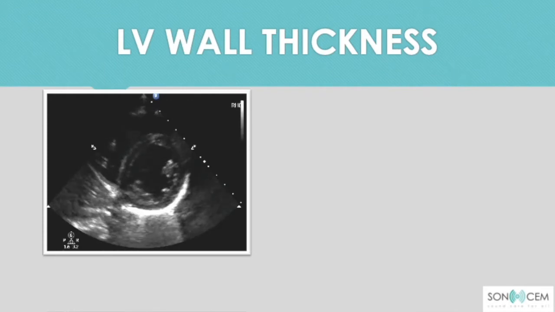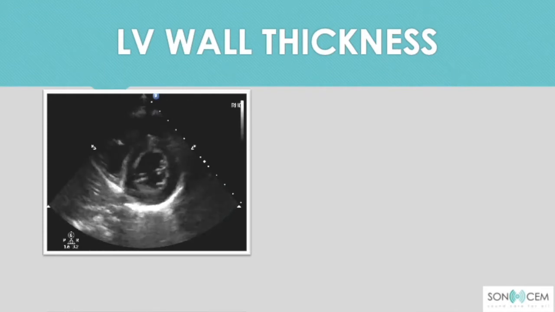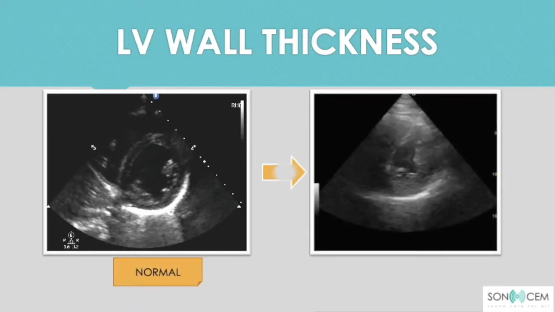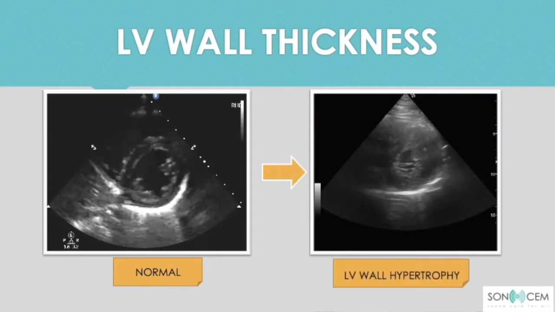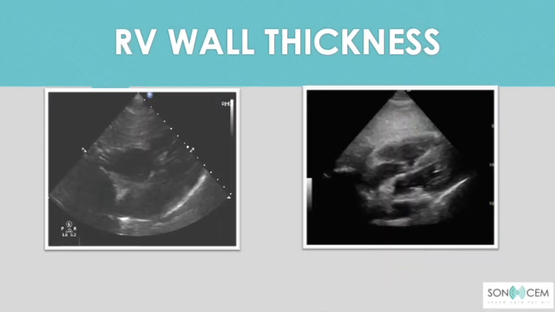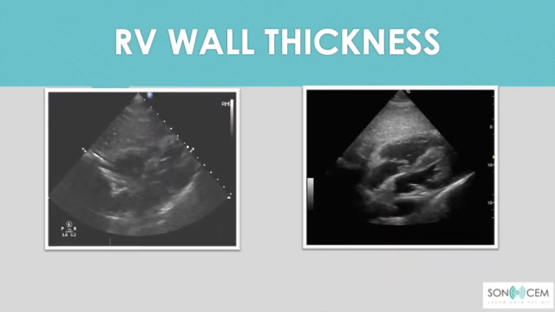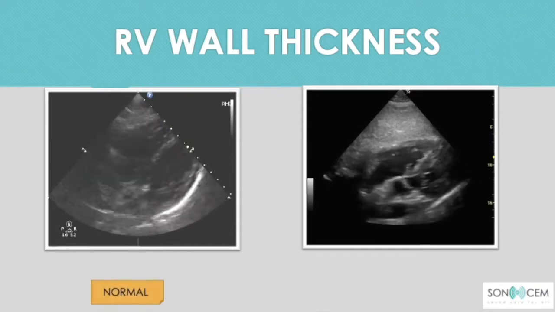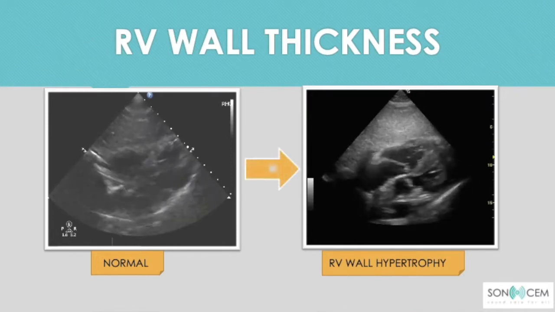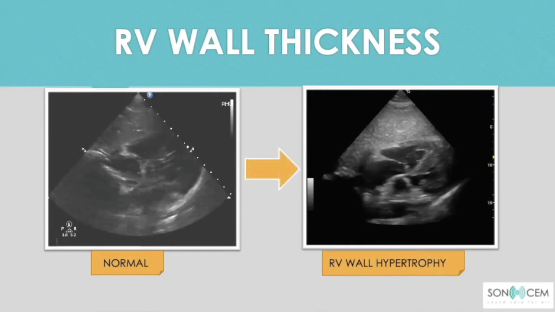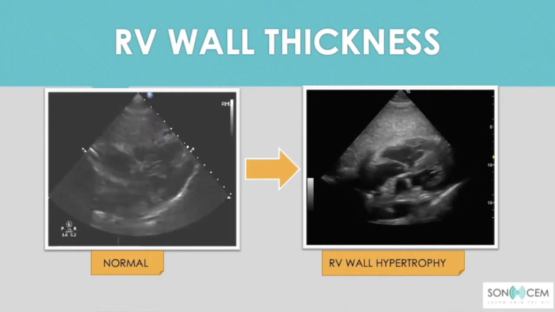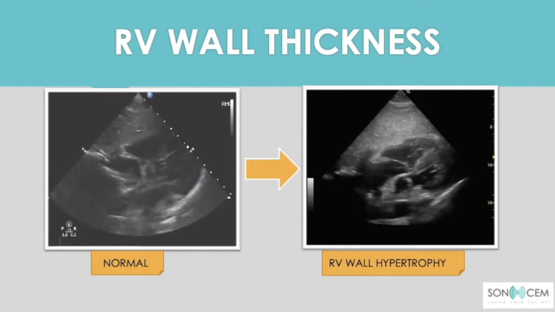LV wall thickness. You can see from the ruler at the side. Normal is less than 1 cm. Okay, how about this? Yes, this is LV wall hypertrophy. You can see the difference, right? Okay, what about RV wall thickness? The left side is normal and the right side is RV wall hypertrophy. You have to practice your eyes to see the normal one first. Then you can detect the abnormality of images.